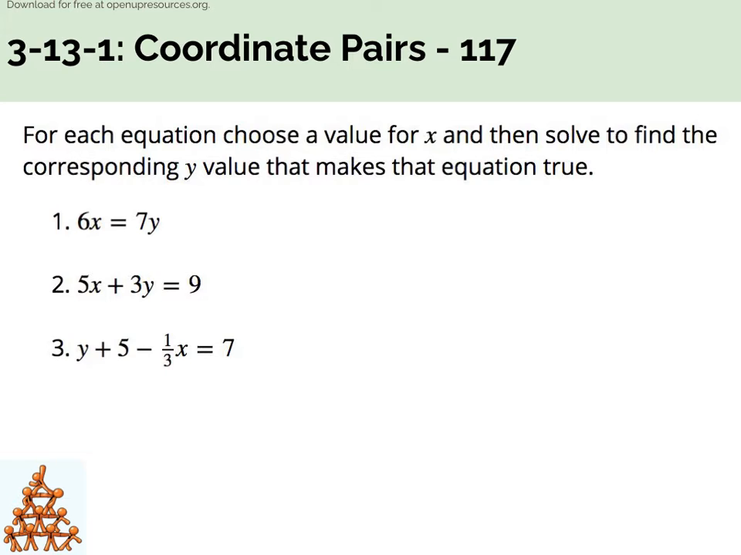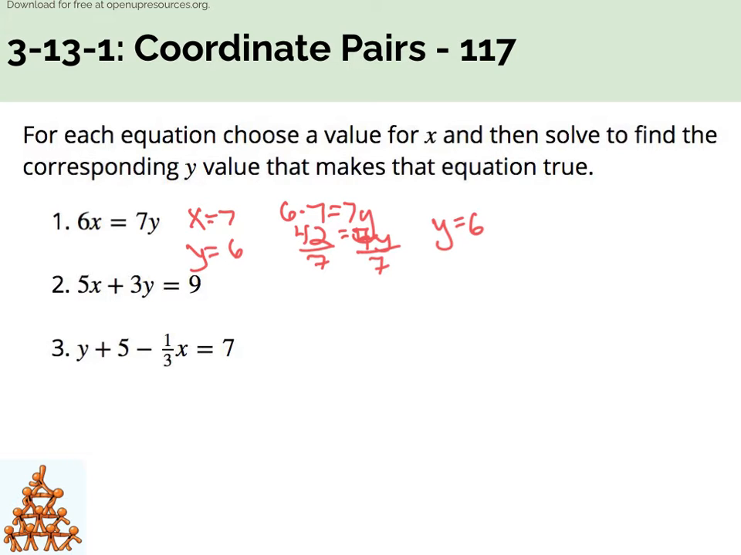All right, let's go over some of the answers we could have gotten. For number 1, I'm going to say my x is 7. So let's put that in. We're going to say 6 times 7 equals 7y. 6 times 7 is 42. To get y by itself, I'm going to divide by 7 on both sides. 42 divided by 7 is 6. So my x is 7, y is 6, and that makes it true.